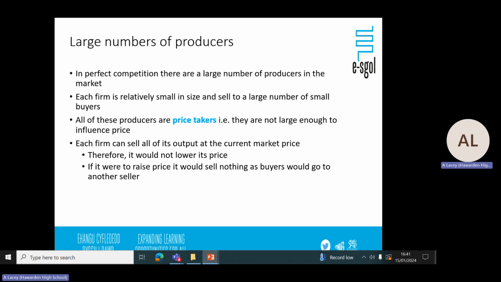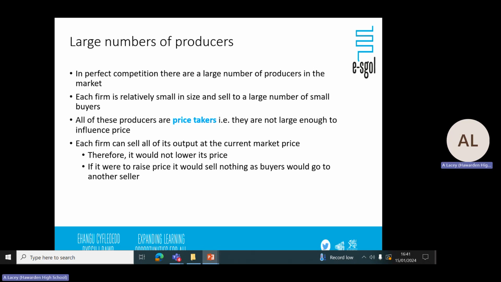Now, large number of producers. Again, this is a theory. The theoretical perfect competition is that there are a large number of producers in the market, and each firm is relatively small in size and sells to a large number of small buyers. Now, all of these producers are price takers. They are not large enough to influence price.